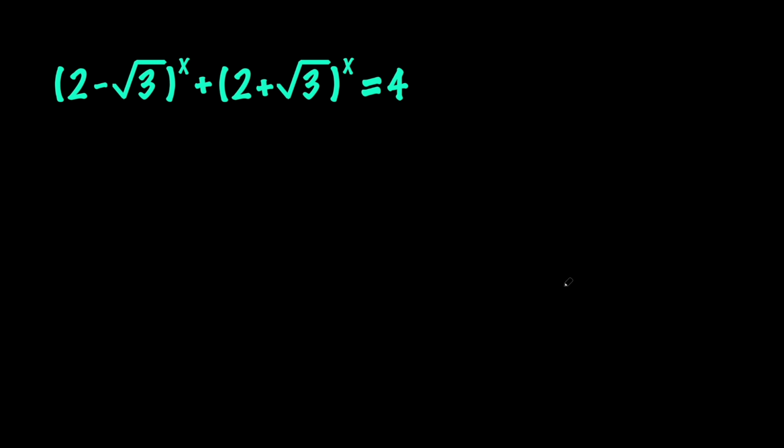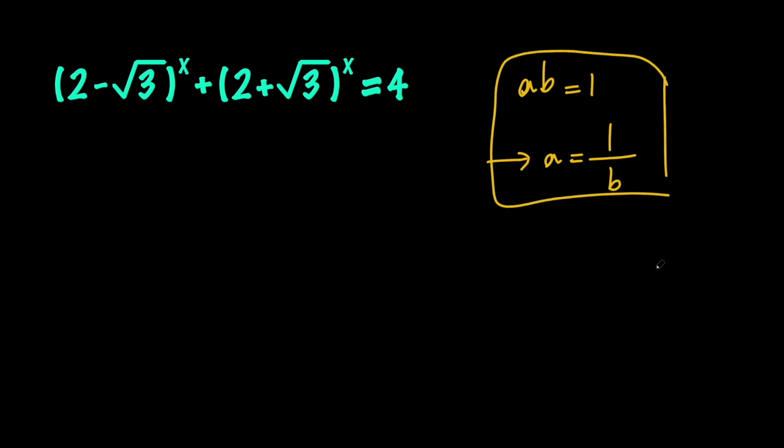solve this for x. But before we do that, notice that whenever we have a product of two numbers like a and b, and the product equals 1, we can go ahead and say that they are reciprocals. So a equals 1 over b. So keep this in mind. We're going to use this.